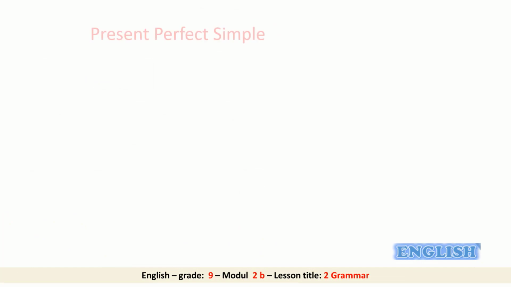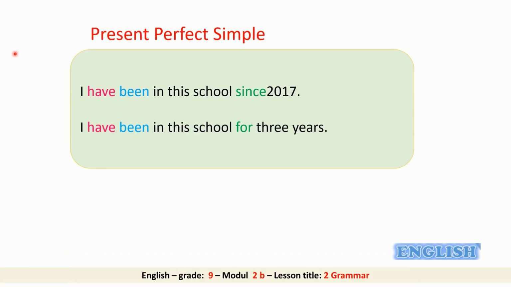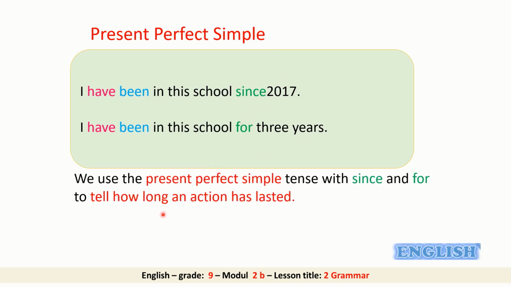Now, let's start with present perfect simple. Let's study these two examples. I have been in this school since 2017. I have been in this school for 3 years. In these sentences, we use since and for. So, we use the present perfect simple tense with since and for to tell how long an action has lasted. In the first sentence, it lasted since 2017, and in the second sentence, it lasted for 3 years.